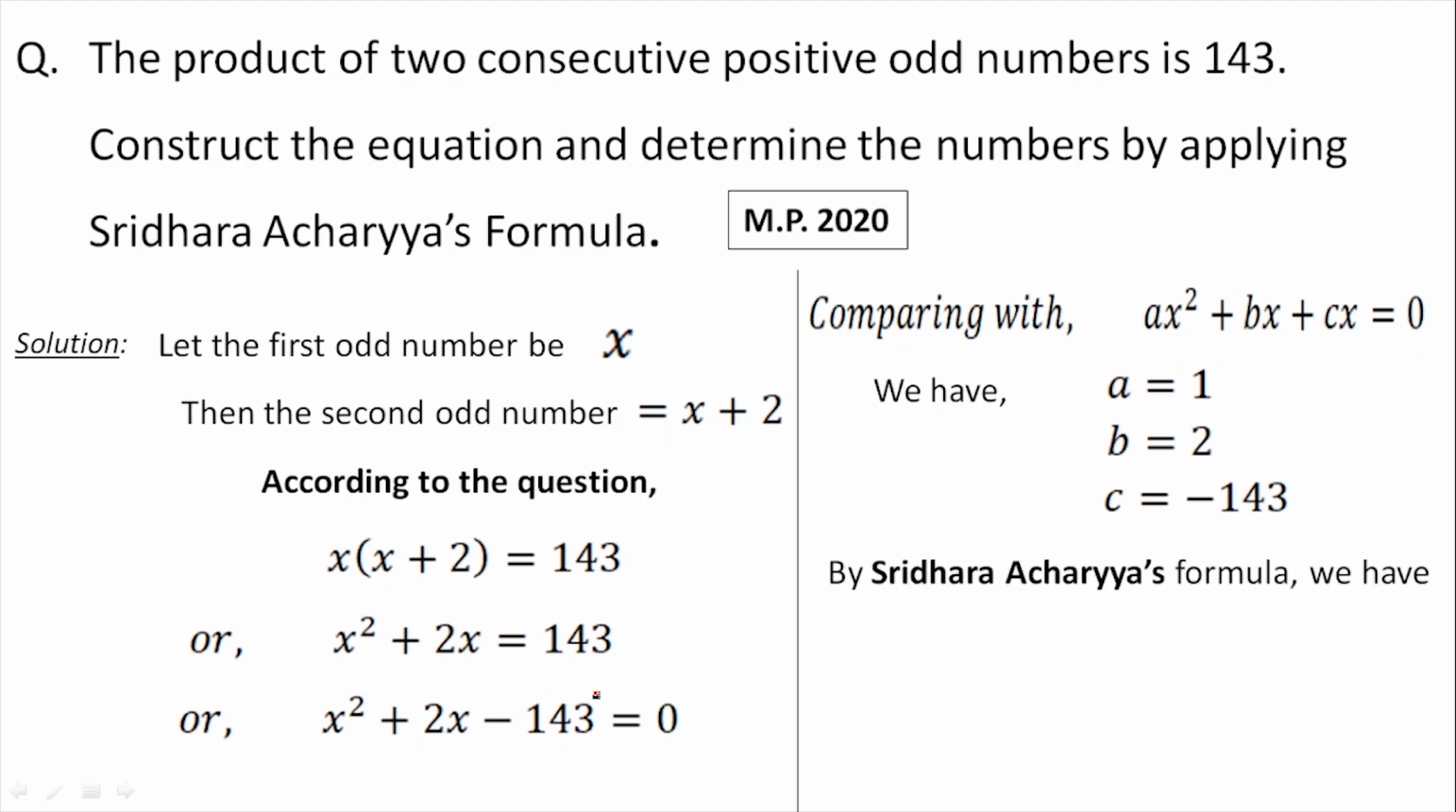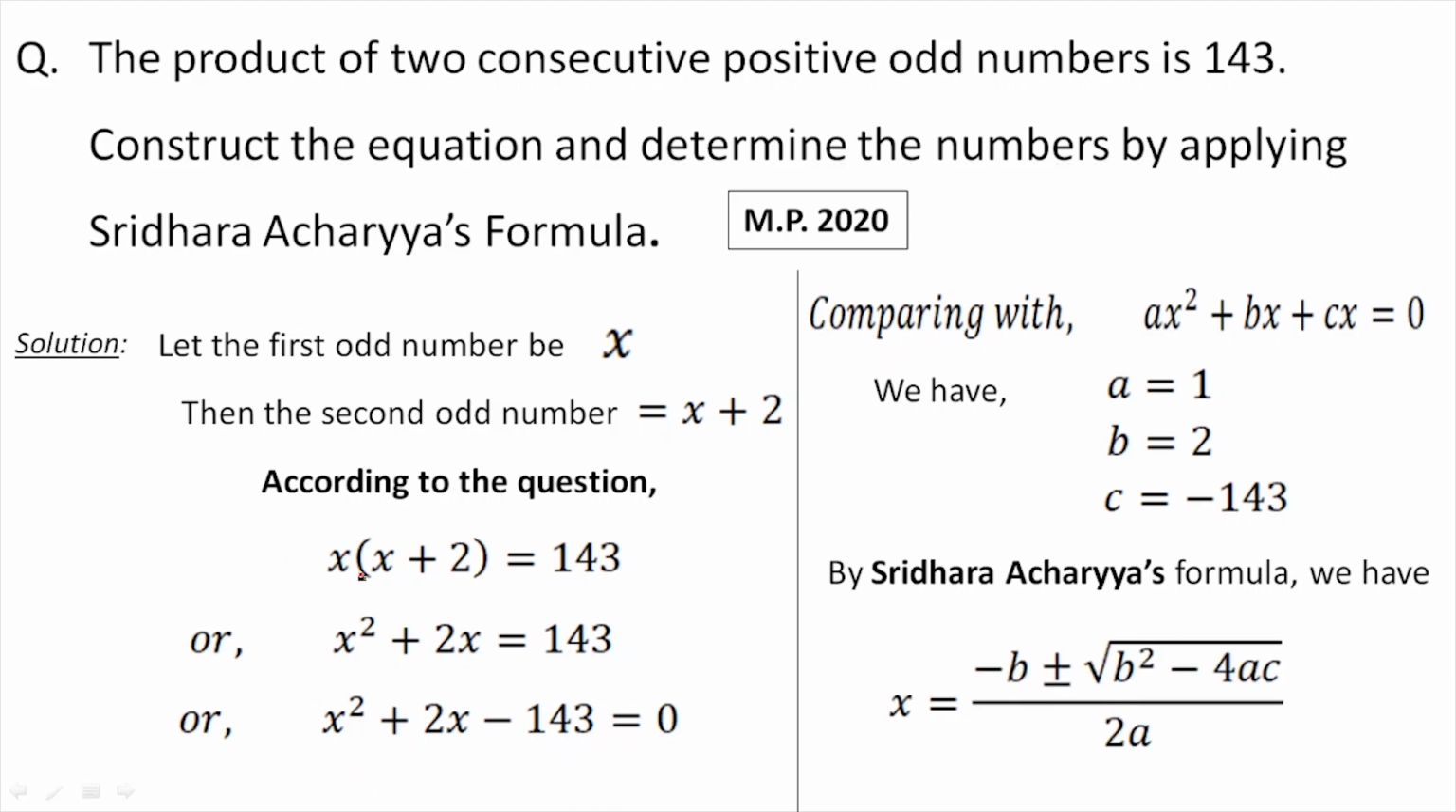After that, by Sridharacharya formula, we have x is given by this formula. Okay, the value of x is given by this formula.